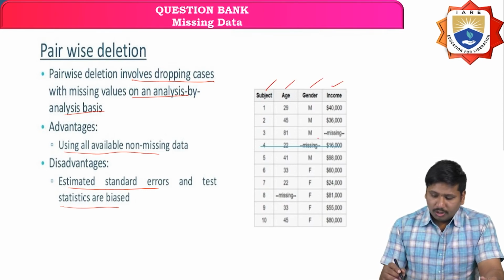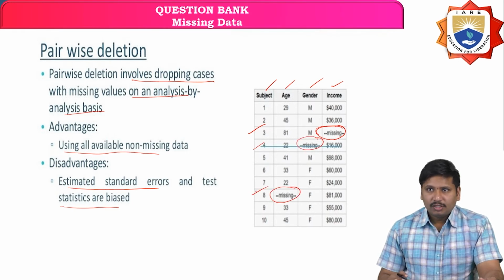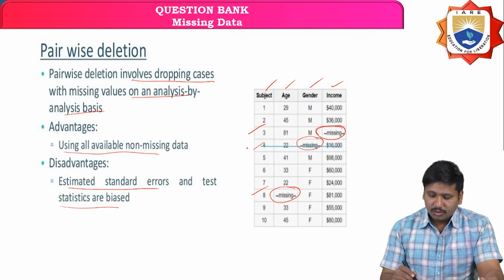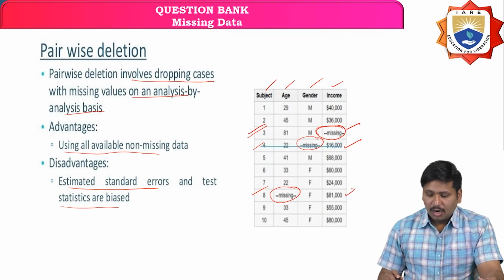So if I take this, the missing data for subject 3 is in income, for subject 4 gender is missing, and for subject 8 age is missing. For these three, you have to do an analysis. Which one is going to be deleted? Whether I have to delete the third subject, or the fourth subject, or the eighth subject. So how to analyze?